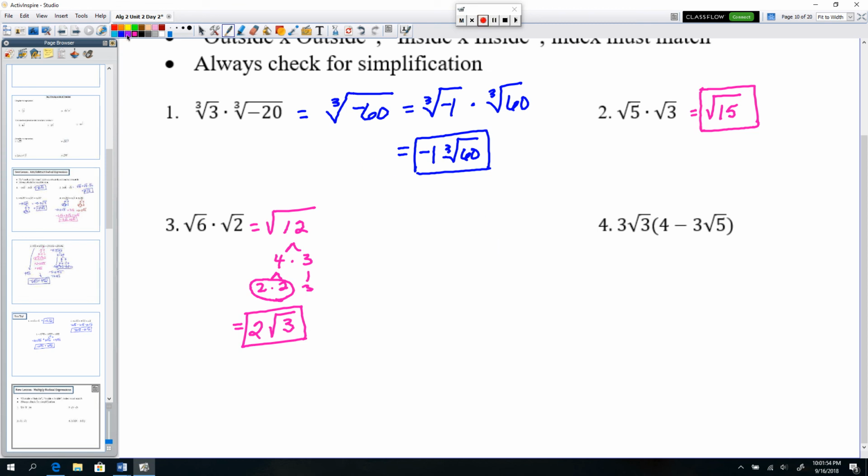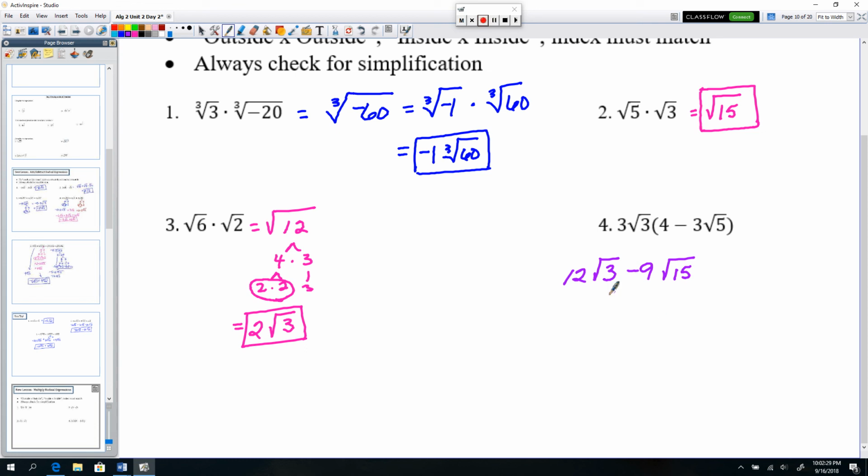Now on number 4, we actually do have things on the outside, and we're distributing. Just like any other distribution problem, we're going to distribute this into the 4 and this into the -3 square roots of 5. So let's see how that works. First, we have outside times outside. The 4 is not under a radical, so he gets paired up with the 3. So that's going to be a 12 square roots of 3. And then 3 times -3, those are both on the outside of the radical, so they get multiplied together. And then square root of 3 times square root of 5 turns into a square root of 15.